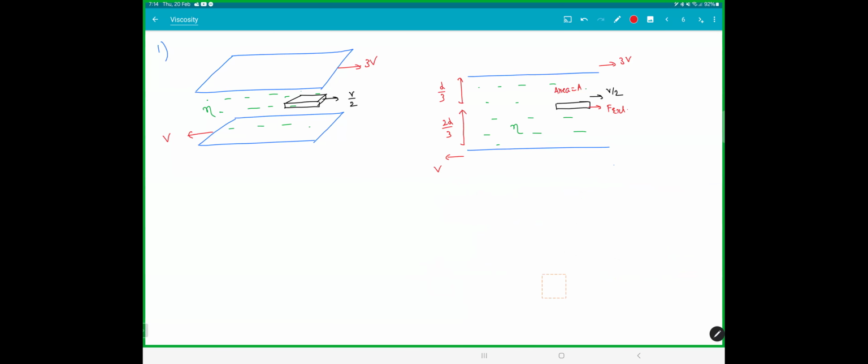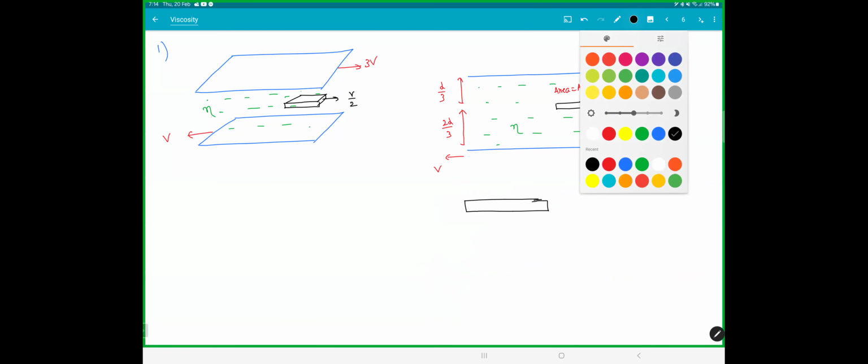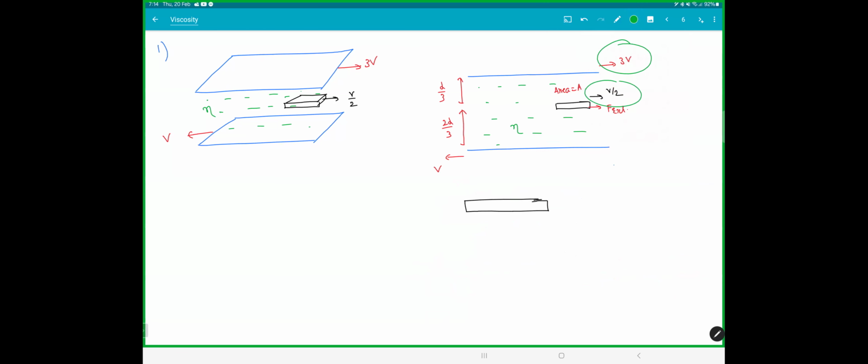First of all, if you draw the FBD of this plate, look at the forces. Who is going faster? 3V or V by 2? 3V is going faster, right? So you should oppose the 3V and support the V by 2. So this viscous force will be forward. This is a mistake everyone makes. Just because I said friction and viscous force, you think it is opposing you.